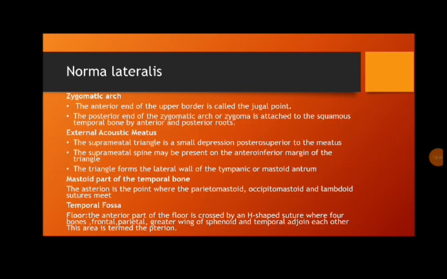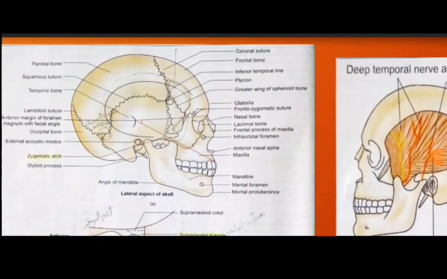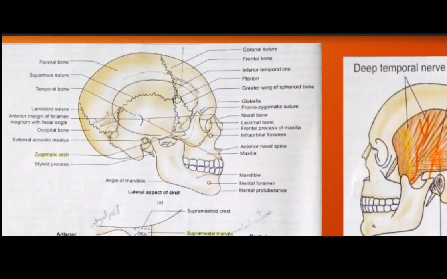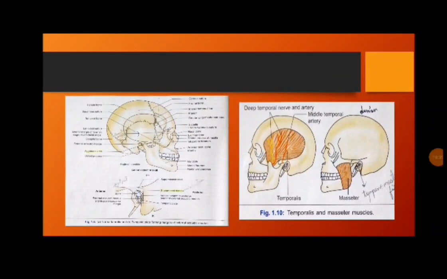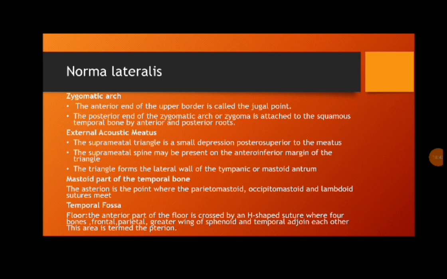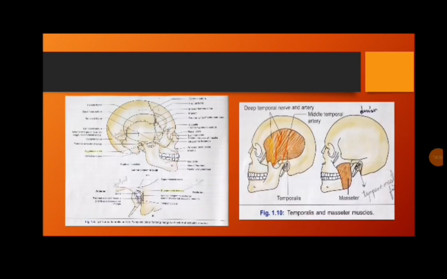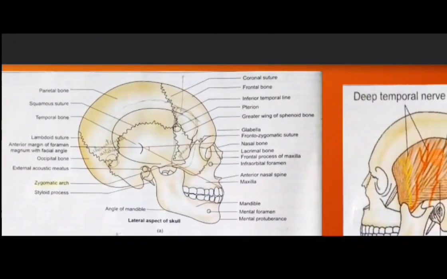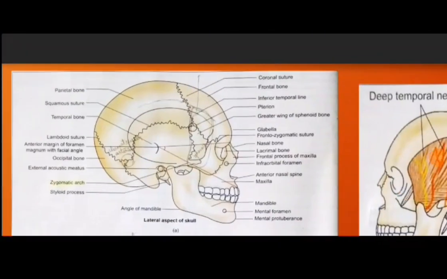Then what is the temporal fossa? The temporal fossa is present on the lateral side. The one marked there with the pencil is the temporal fossa overall. The anterior part of the floor is crossed by an H-shaped suture where four bones, that is frontal, parietal, greater wing of sphenoid and temporal, adjoin each other. This area is termed pterion. Where all these bones are meeting, it is called pterion, and this is the floor of the temporal fossa.